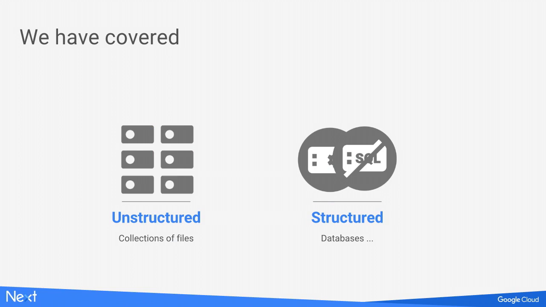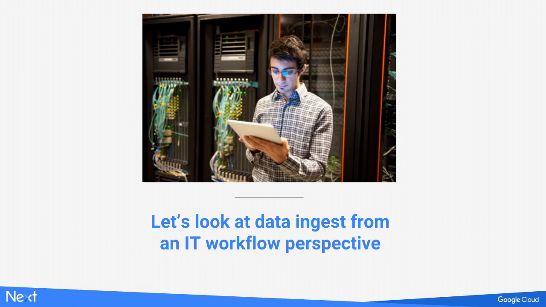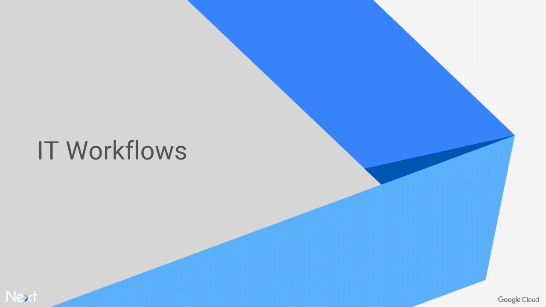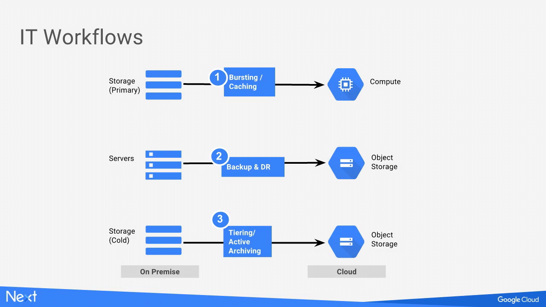So we have covered unstructured data and structured data. Let's talk about the IT workflow perspective. This is actually a summary of the talk I had yesterday, just about 3-4 slides. IT workflows are generally things like bursting, caching, backup, disaster recovery, tiering and archiving, right? How can IT staff running these standard workflows get data onto the cloud?